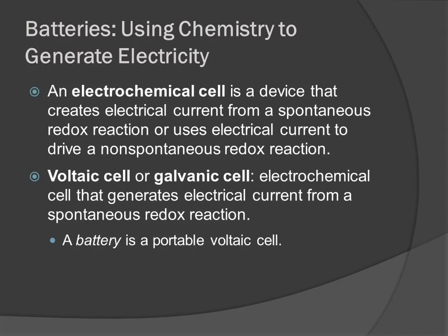So we have a couple of terms here. We talk about an electrochemical cell. This is a device that's going to either create electrical current from a spontaneous redox reaction or use electrical current to cause a non-spontaneous reaction to occur. When we're doing that with the spontaneous reaction, we call that a Voltaic cell or a galvanic cell. We're using a spontaneous redox reaction to generate electricity. We're more familiar with the term battery. A battery is just a portable Voltaic cell.